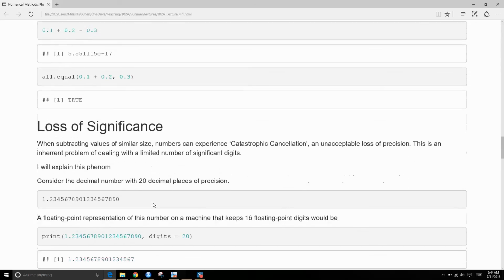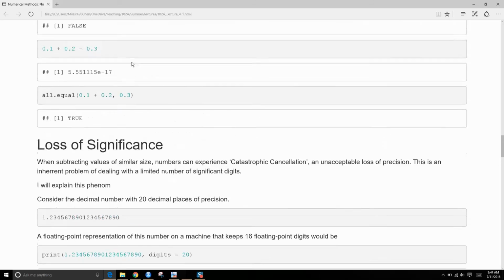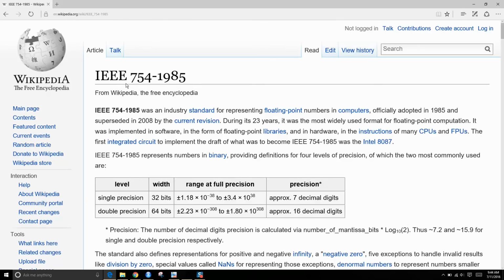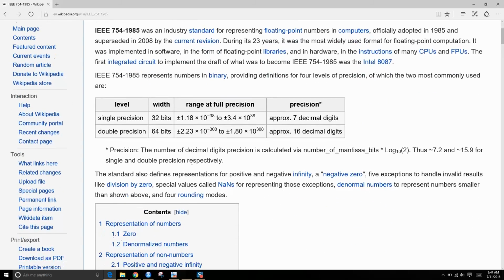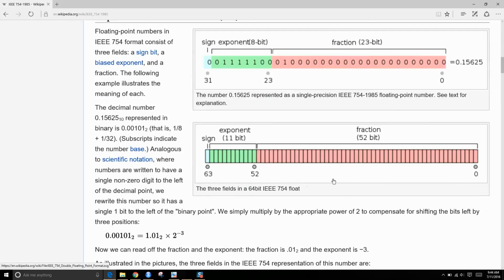Okay. We also have something called loss of significance or catastrophic cancellation. You can look up loss of significance on Wikipedia. Oh, and I should say this is the standard for how numbers are stored. If you go to the Wikipedia page for double precision, it shows you how all of these numbers are stored. We've got the exponent, the fraction, and then the sign. So you've got 64 bits, right? And this is how your numbers are stored.